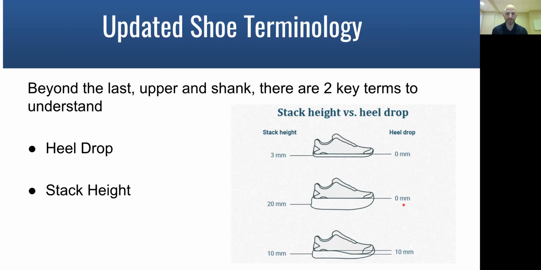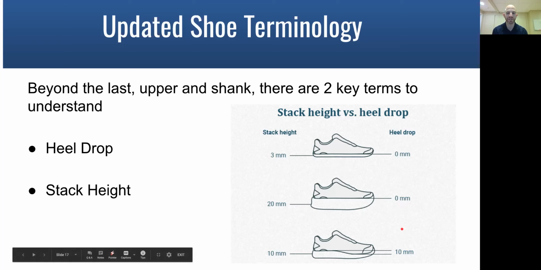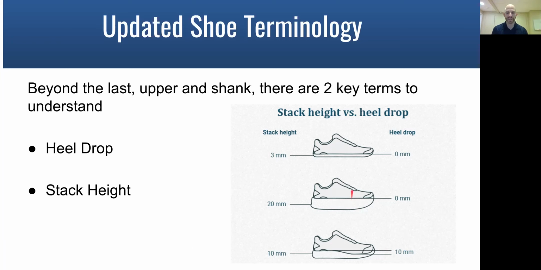So that middle picture shows a thick stack height, but no heel elevation. So the heel and the ball of the foot are still at the same exact level. Whereas the bottom picture shows a more traditional shoe, a 10 millimeter drop. So the heel is elevated 10 millimeters higher than the ball of the foot, with an intermediate level of thickness or stack height. So you can make shoes really high off the ground and really cushiony. Hoka is a brand that is considered a maximal cushioning shoe, or there are shoes that have very little cushioning to them, which the top picture indicates too.